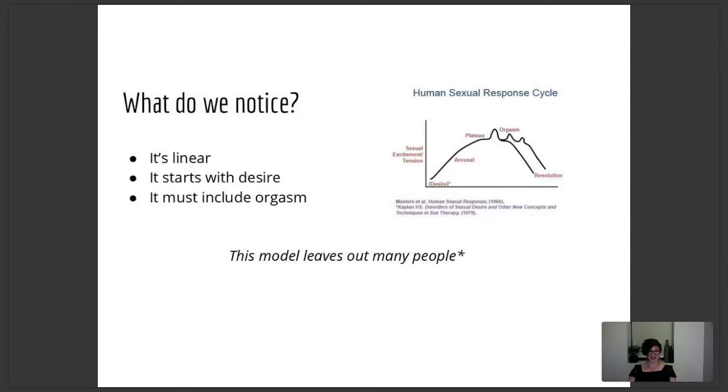So this model actually is leaving out many people. And who is it leaving out? We're going to explore that a little more, but essentially it's leaving out any person that does not experience desire before they have sex. So at this point, I want to take a few minutes to share about the different kinds of sexual desire. I recently made a video blog all about this topic, so we're going to pause here and watch this video to learn about that.